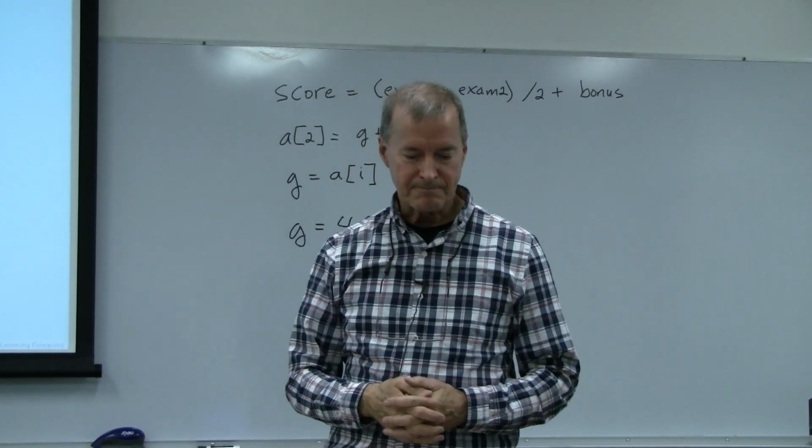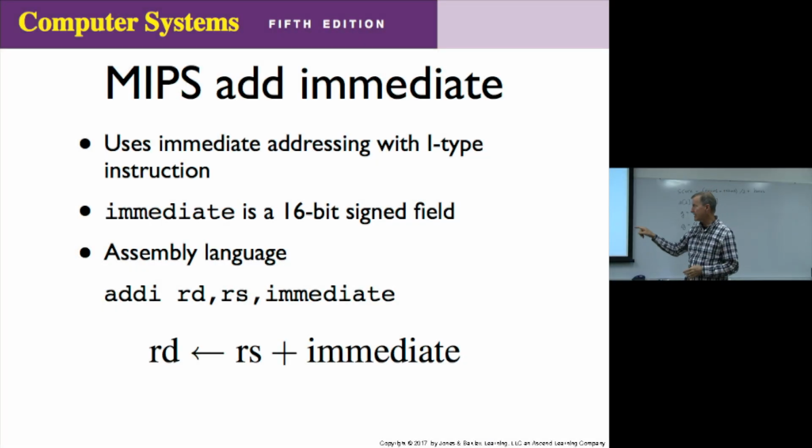Now it's interesting here that they have a different mnemonic for add immediate. So it's ADDI, A-D-D-I. Immediate is a 16-bit signed field. It's an I-type instruction, and the assembly language is add immediate, ADDI, RD, the destination register, comma, RS, comma, and then the immediate field. Immediate is a 16-bit signed field, like we saw before.